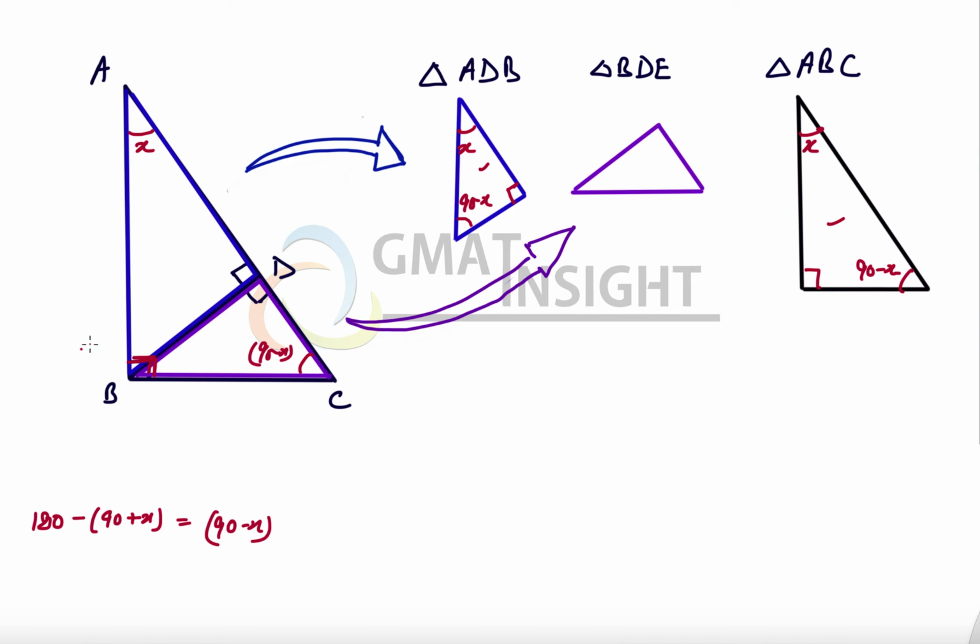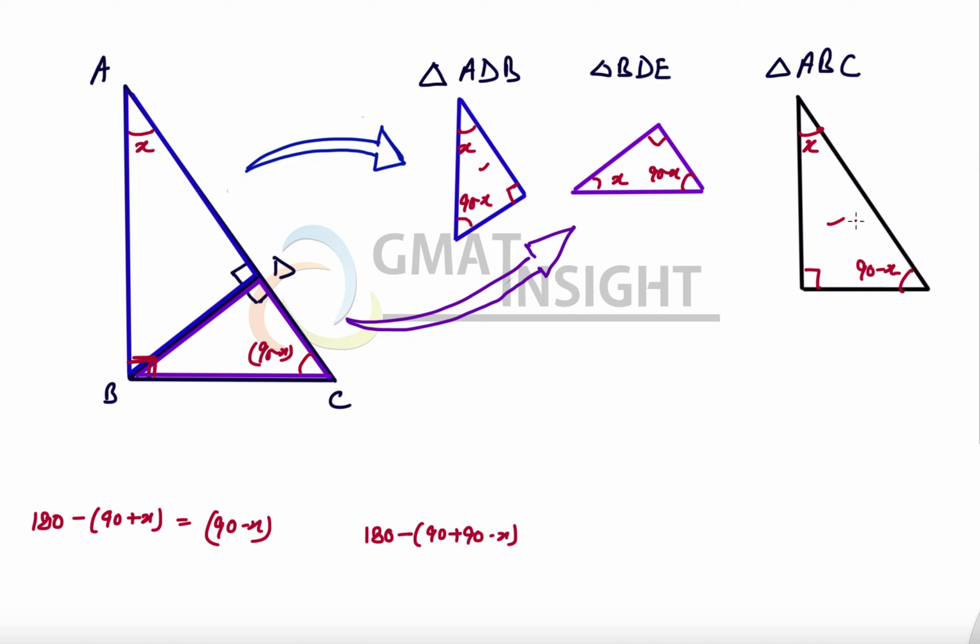So look at this BDE. In BDE, at point D, we already have 90 degrees. At point C, we can see that the angle is 90 minus x, which was mentioned while taking care of triangle ABC. So the third angle will be 180 minus the remaining two angles, which are 90 plus 90 minus x. So it becomes x. So all the three triangles now have exactly the same angles. So the three triangles become similar triangles.